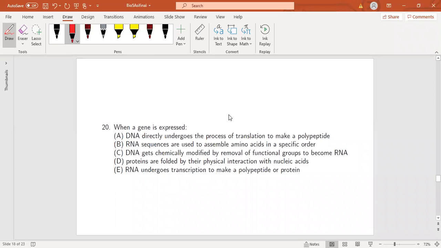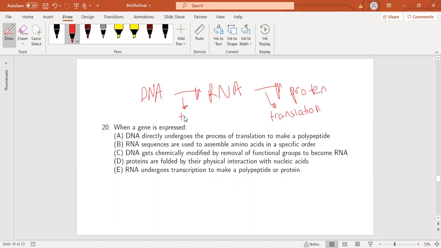So 20 is asking when a gene is expressed. So we'll start off with drawing the central dogma. So DNA goes to RNA, which goes to a protein, right? So this is like the general path of a gene, right? The process from RNA to a protein is translation. I'm sorry for the bad handwriting, by the way. And the process for DNA to RNA is called transcription, right?